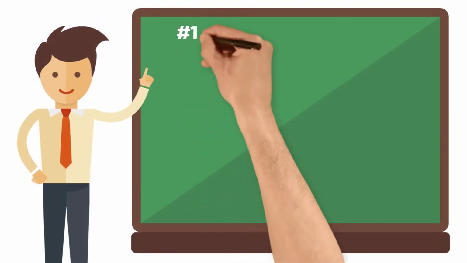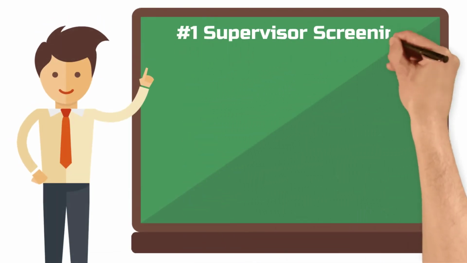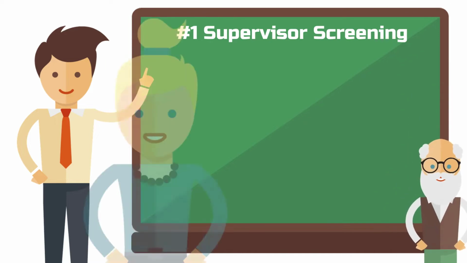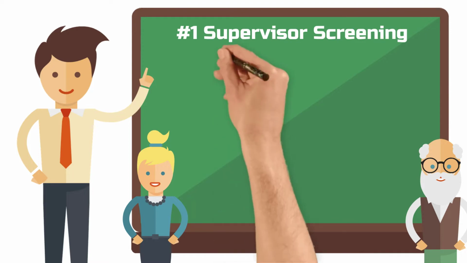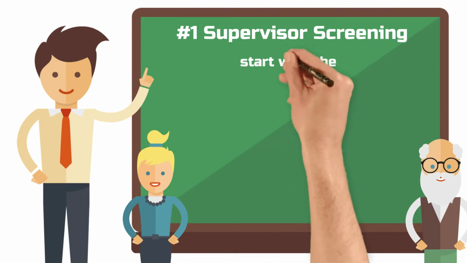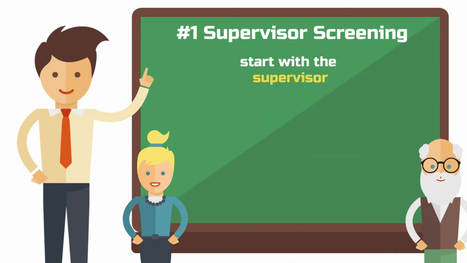Step 1. Supervisor Screening. The first suggestion I'd like to make is perhaps a bit unconventional. But if you want to get an outstanding grade and have fun with your thesis, here's what I would do if I were you. Don't put the potential content of your research at the beginning of your topic identification process, but rather a person. Why?